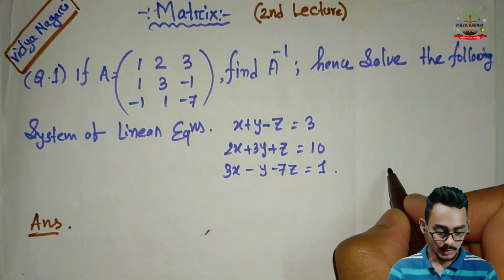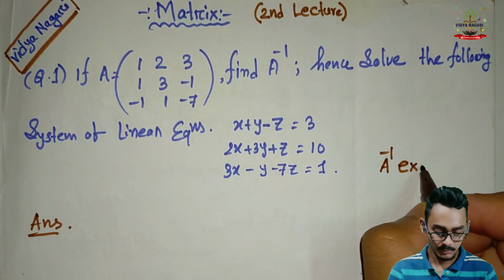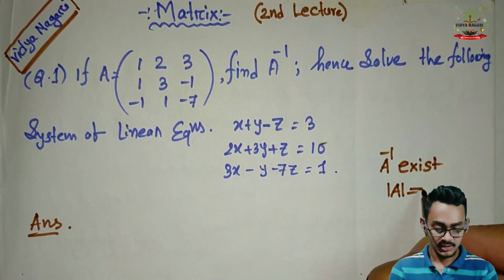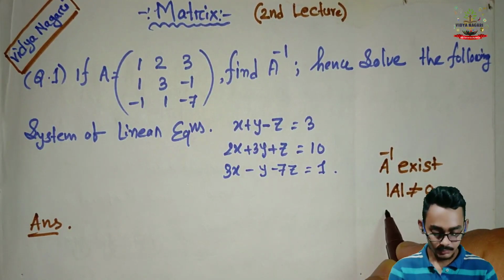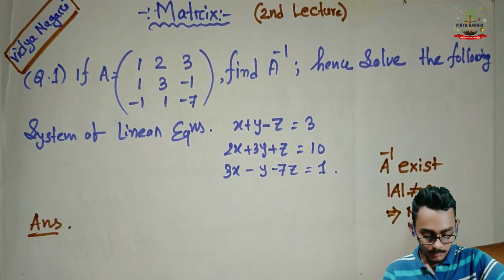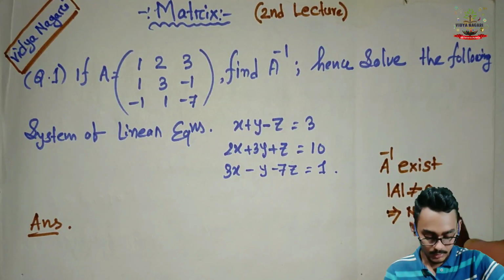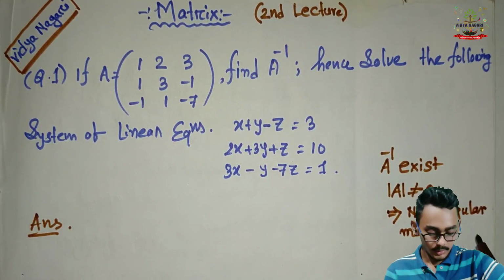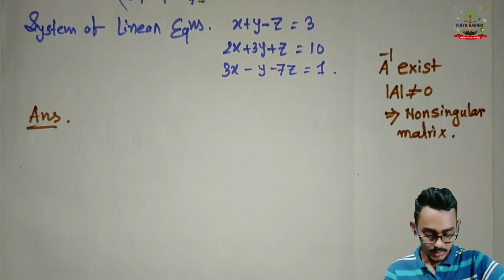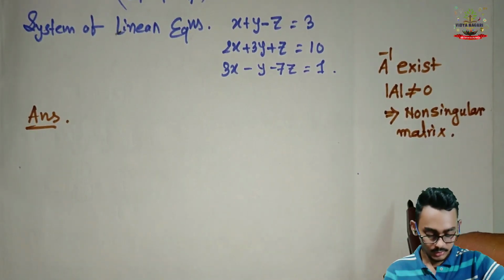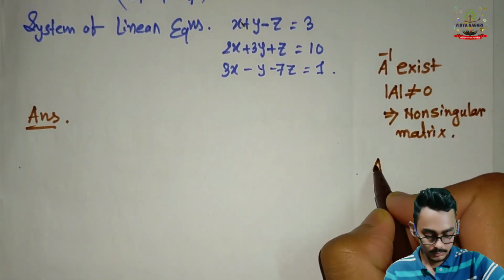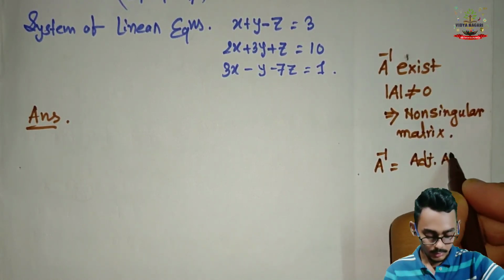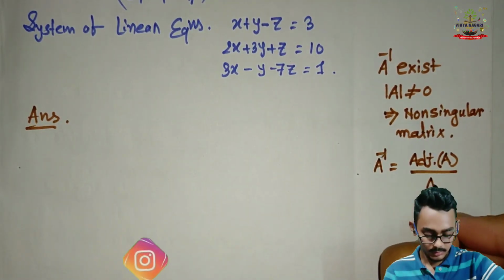We know that A inverse exists when determinant of A is not equal to 0, which means a non-singular matrix. And our inverse formula is A inverse equals adjoint of A by determinant of A.